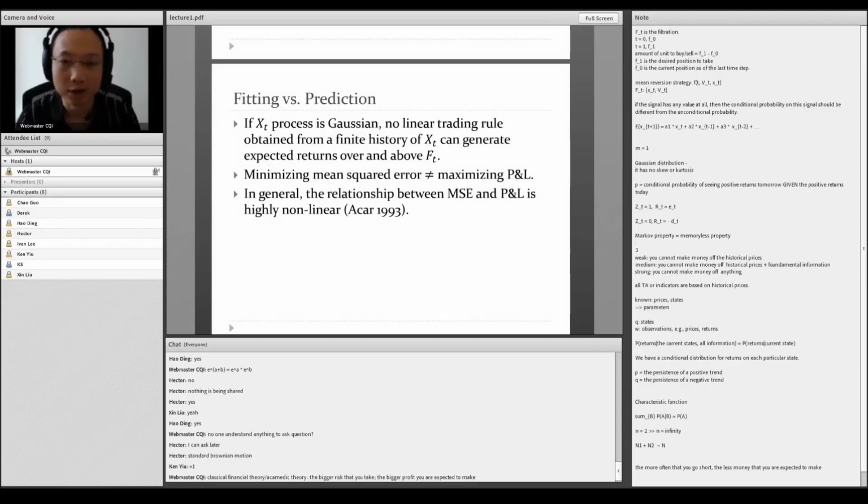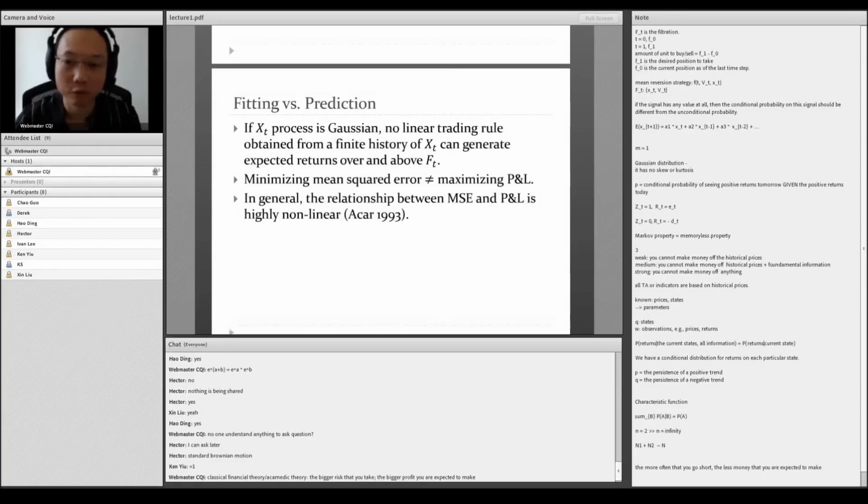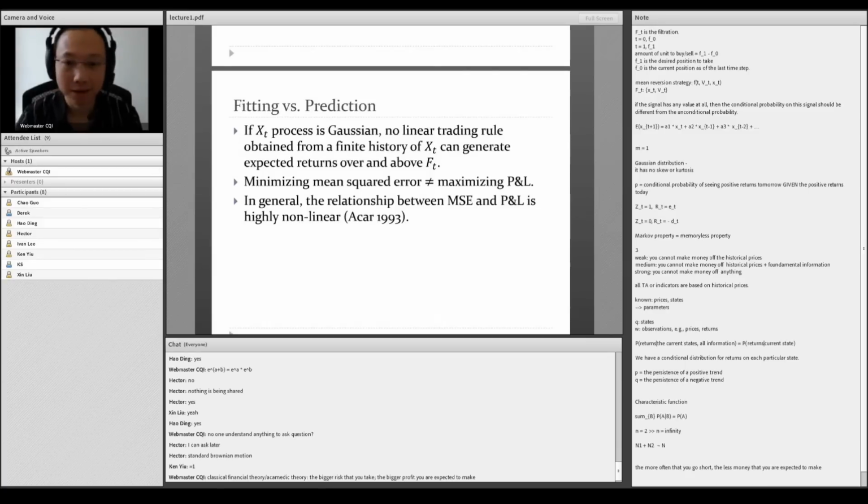And another thing is, usually in statistics, the way we justify whether a forecaster is good or not is by the mean square error criteria. So we want to minimize the mean square error. We want to minimize prediction errors. But unfortunately, minimizing prediction errors is not necessarily the same as maximizing P&L. And we traders, we don't care about mean square errors and all that, right? We only care about how much money we make.